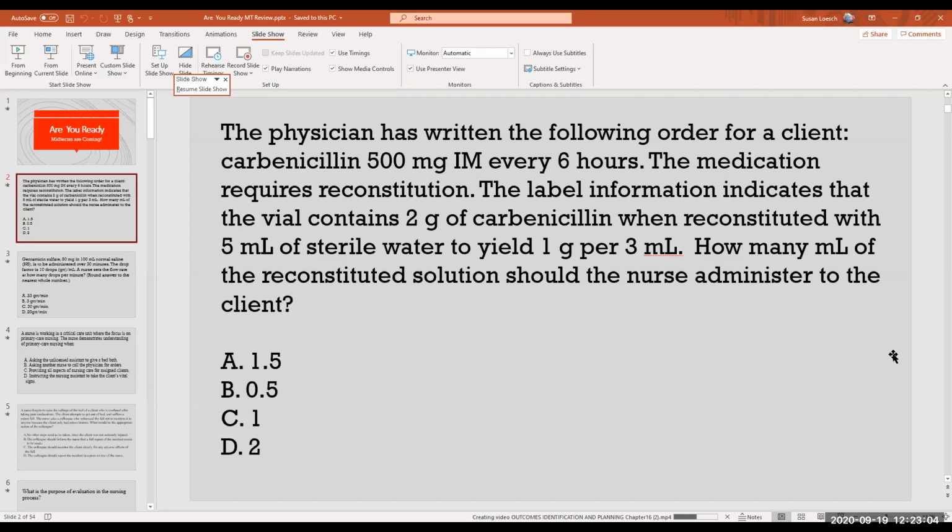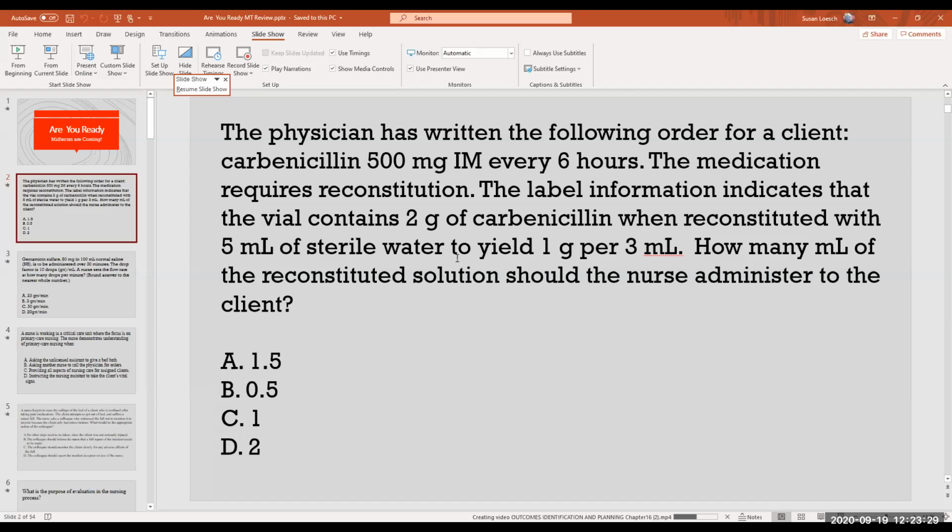So our concentration after we add the water is 1 gram per 3 mLs, because it says that's what we're going to end up with: 1 gram of carbenicillin to 3 mLs of our water. Okay, so that's what we have on hand. Now, what do we need?